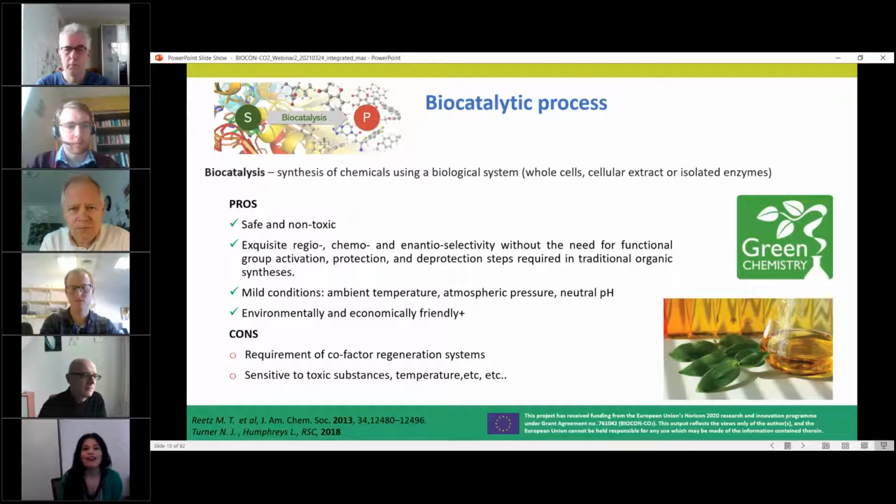Probably today we are going to talk a lot about the cons and how we want to overcome those limitations. They include sensitivity to several factors such as toxic substances and temperature, as well as, very often, the requirement of cofactor regeneration systems. Next.